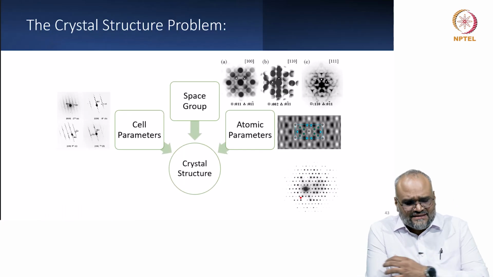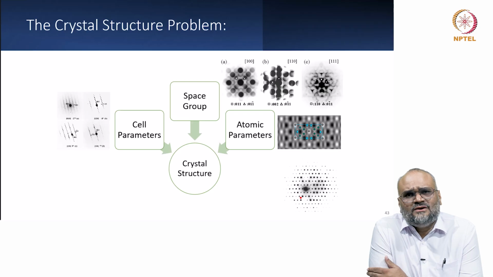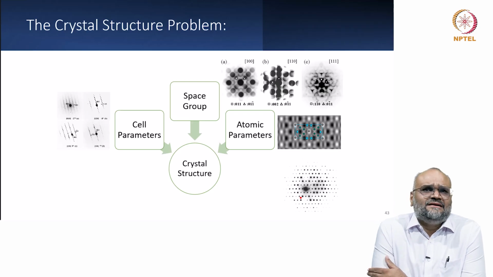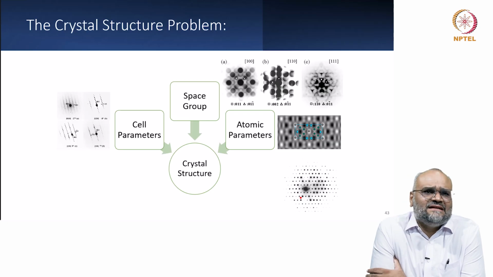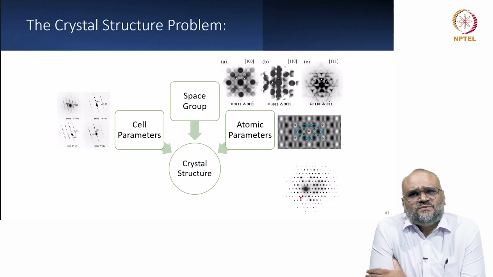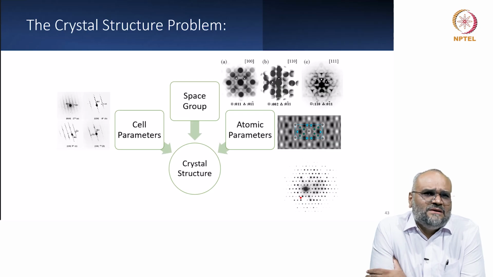So, when I define the crystal structure problem for any unknown material, you have to determine 3 parameters. Primarily, you have to determine the cell parameters which give you the lattice spacings. That is, when you define the Bravais lattice, you define the unit cell vectors in A, B and C directions. That is what you obtain from the spot diffraction pattern when you are illuminating in a parallel beam mode.